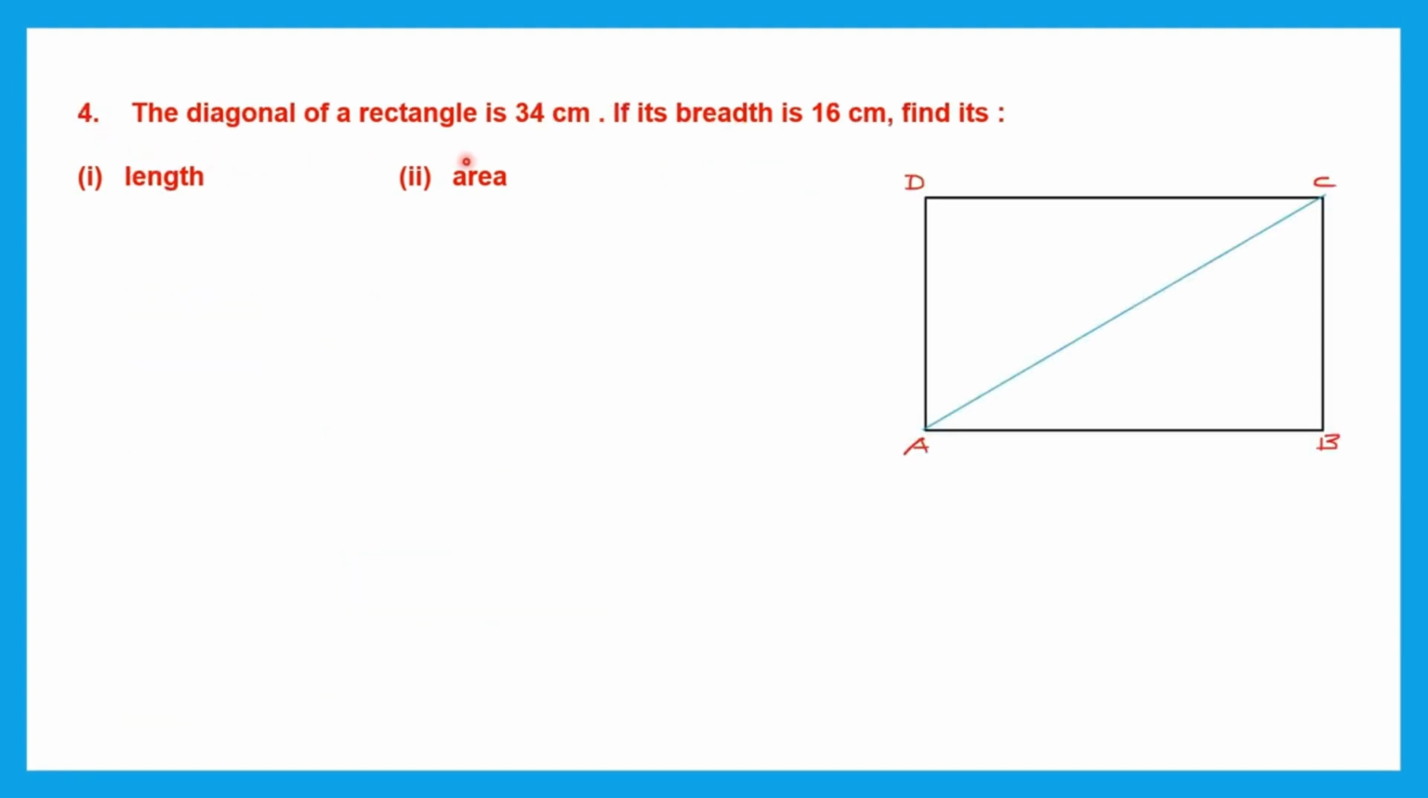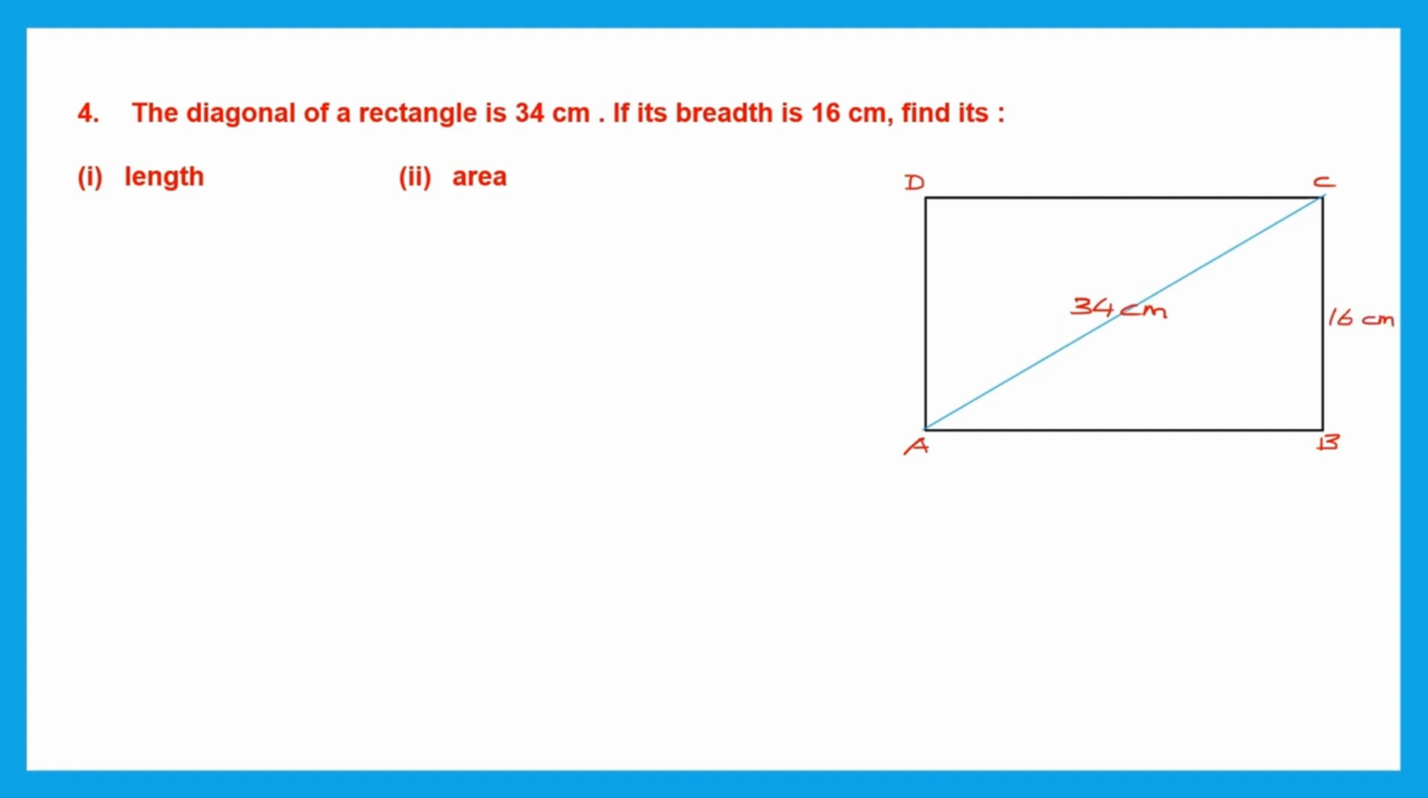Question 4. The diagonal of a rectangle is given to us. The breadth is also given to us. Now we have to find first the length and the area. So here we have a rectangle. The diagonal, let's write the diagonal measurement. So this is 34 centimeters, the diagonal. And the breadth is given to us. This is the breadth, the shortest side. So this is 16 centimeters.